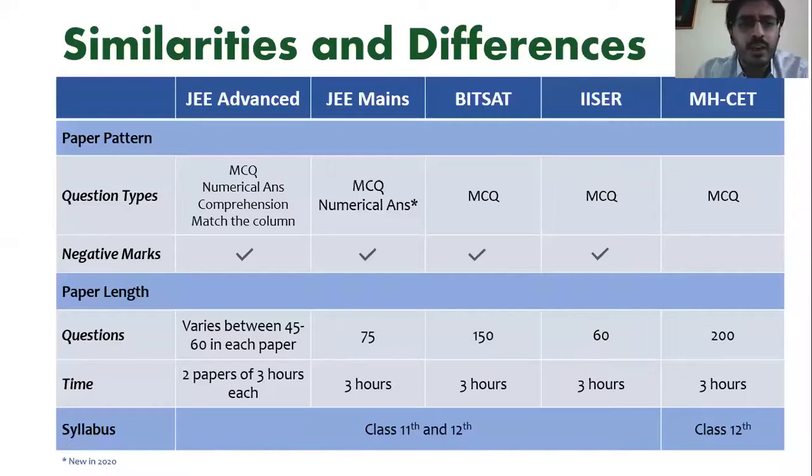So in match the column itself, you have two different types of questions. You can have 2-column matching or you can have 3-column matching, right? You have a numerical answer type question, you have comprehension type question, right? You have negative marking in some questions, you don't have negative marking in some questions.